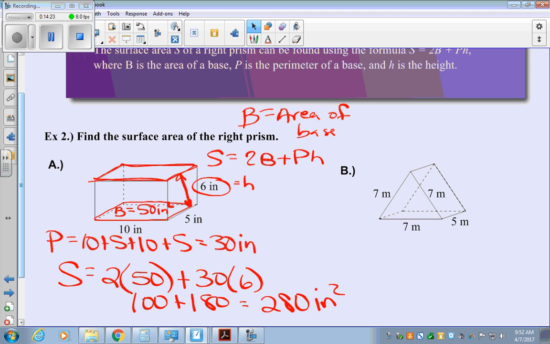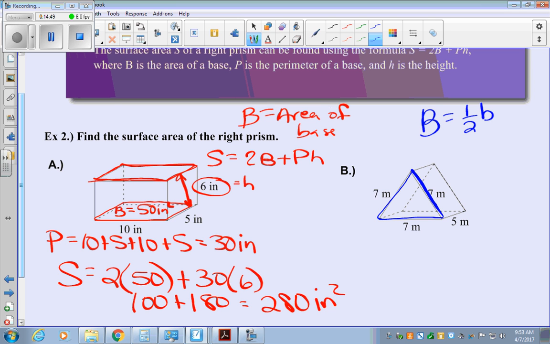All right, so let's try this. This is a prism on its side. What is the shape of our base, Murph? The shape. So your choices are triangle or rectangle. Yeah, so the base of this is a triangle. So when I'm finding the area of the base, I have to find the area of that triangle.